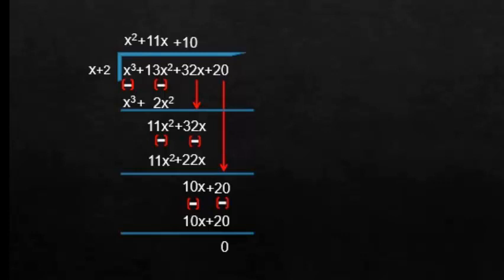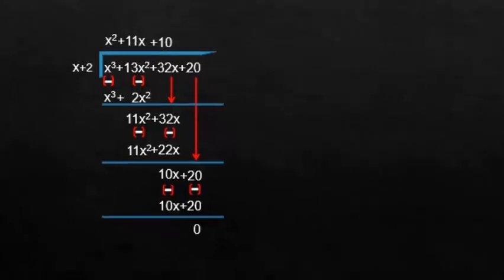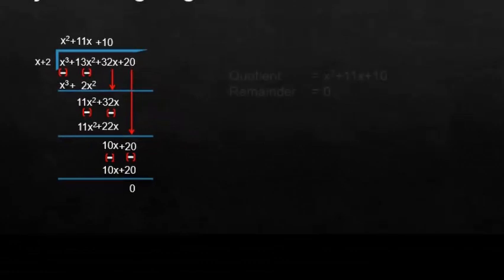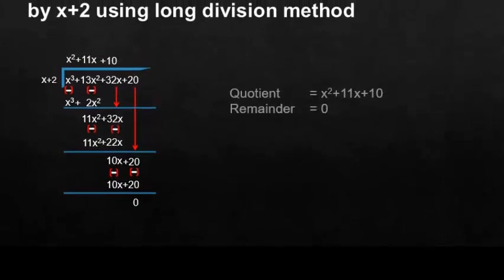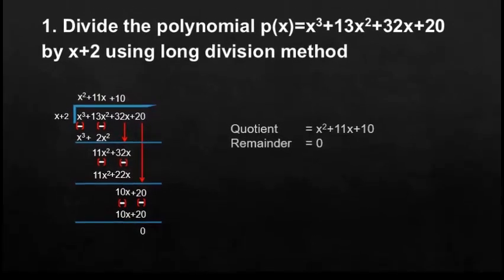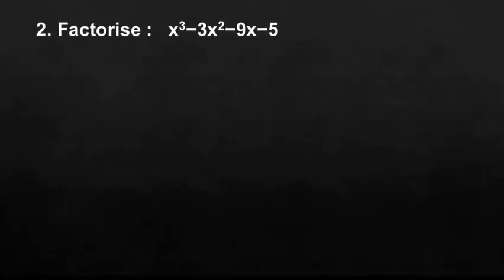So you will conclude this with: when you divide the polynomial p(x) equal to x cube plus 13x square plus 32x plus 20 by x plus 2, the quotient is x square plus 11x plus 10 and the remainder is 0. Moving on further, we will see how to factorize a given polynomial.